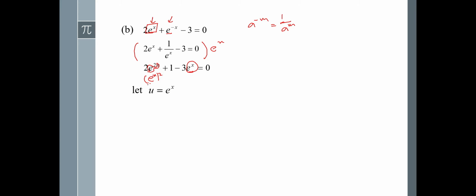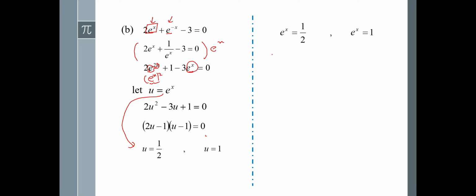You can just let u to be e to the power of x, and then it's going to be u squared here. Now this is a quadratic equation. Factorize the equation, find the value of u's, substitute back to the original expression, and then how to find the value of x is by taking log both on the left and right side.